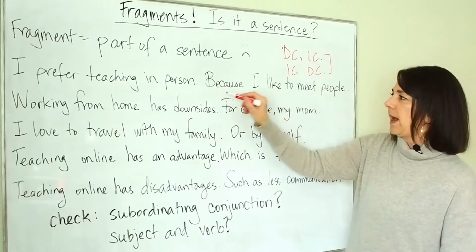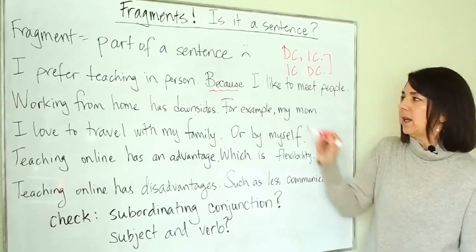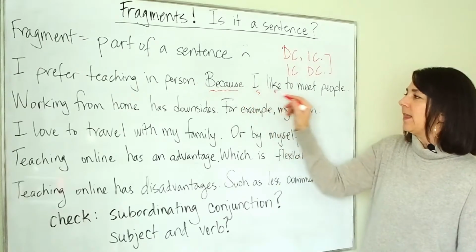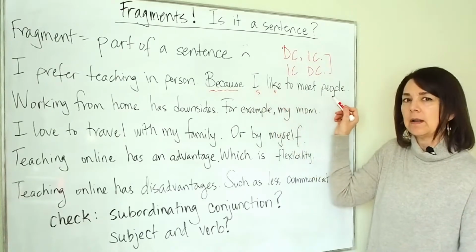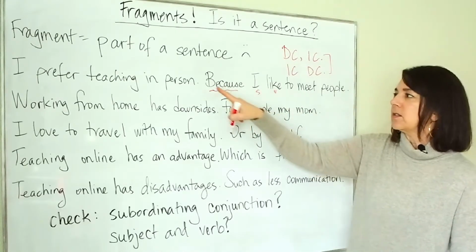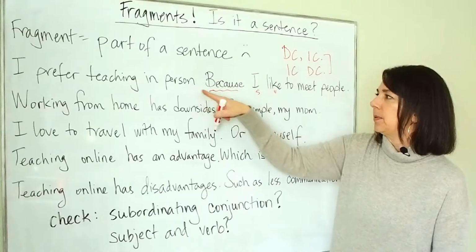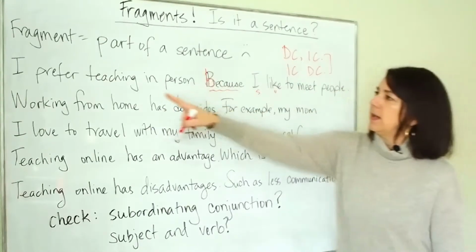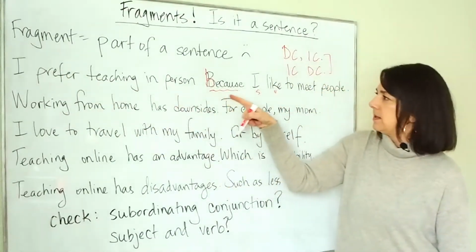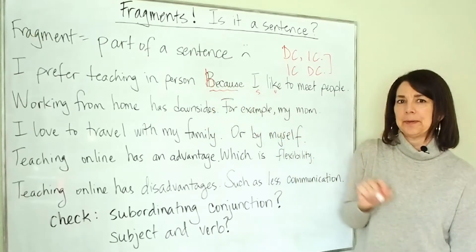Okay, so here we have the subordinating conjunction. We have a subject and a verb. This is a dependent clause. It cannot be alone because it does not express a complete thought. So to fix this sentence, we're going to put these two together, and we have this pattern: independent clause, dependent clause, no comma.